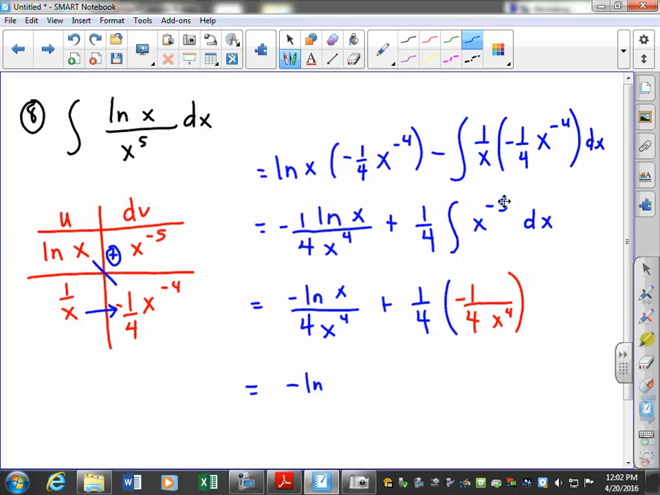Last step, let's just simplify everything. So just this term was already simplified. x to the fourth minus, let's see, so that's going to be negative 1 over 16 x to the fourth plus constant.